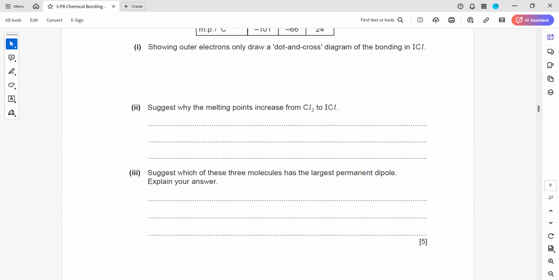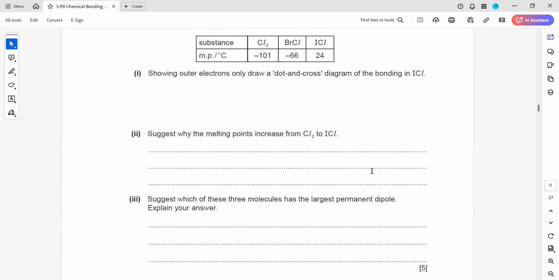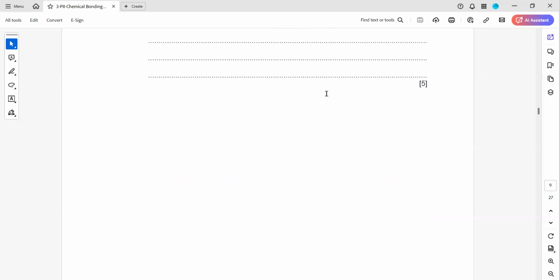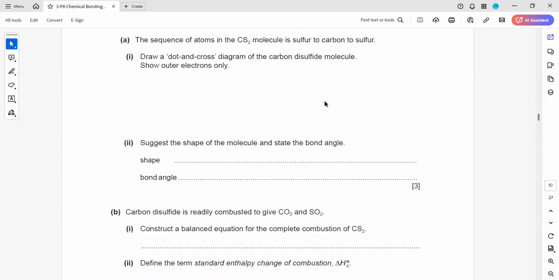And the second question: suggest which of these molecules has the largest permanent dipole. So which will have the largest permanent dipole? ICl will have the largest permanent dipole because it has a greater difference in electronegativity. So this was page 9. Page 10.